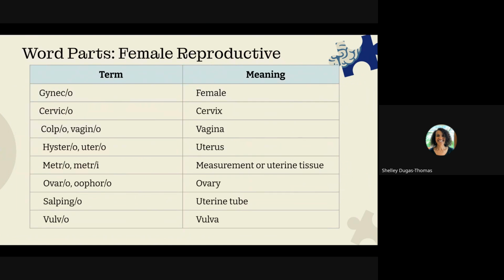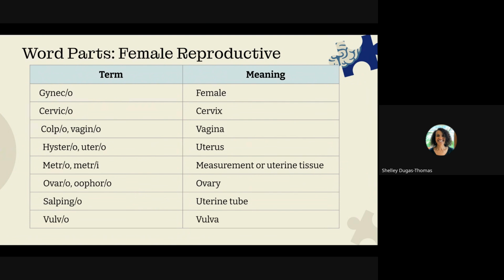So a crucial distinction here. Notice that some organs have more than one combining form. Vagina can have the combining form vagino, that's Latin, and also colpo, which is Greek. If we look at the vagina, we also use vagino. But if you do surgery on it, we often use colpo, which is colpoplasty, as an example.